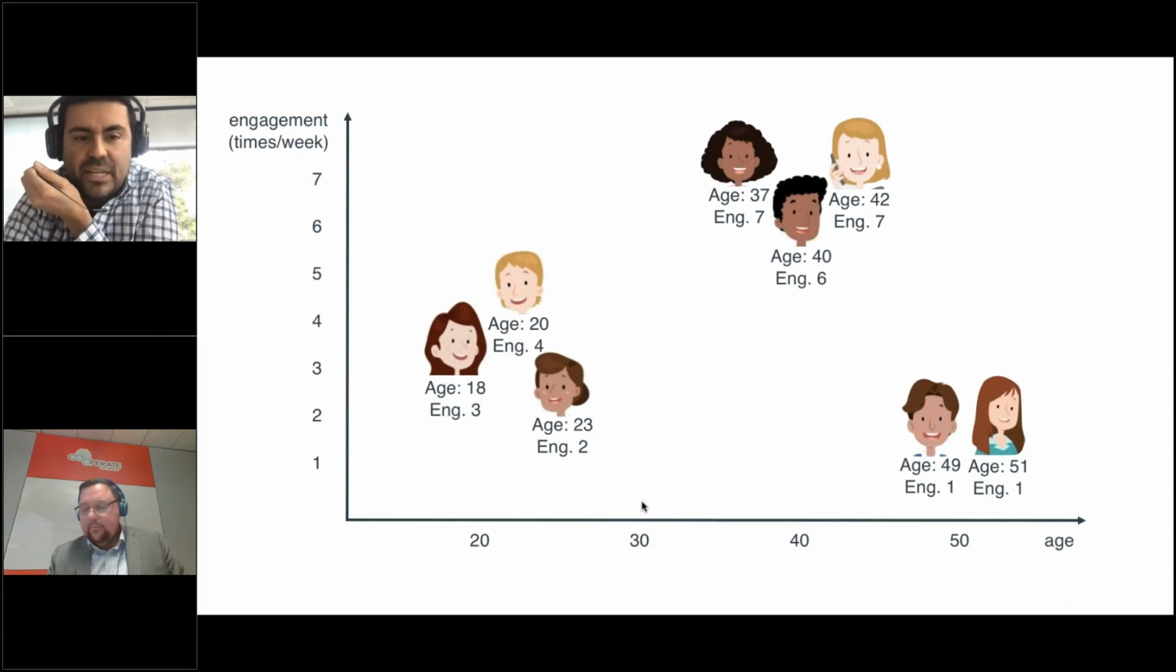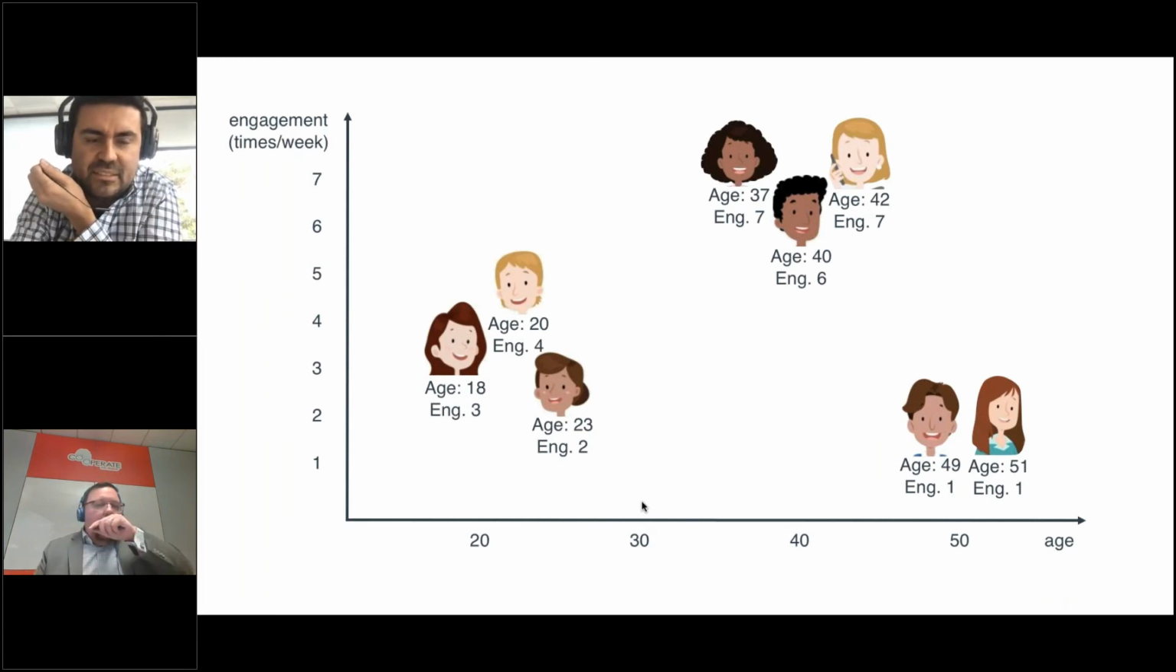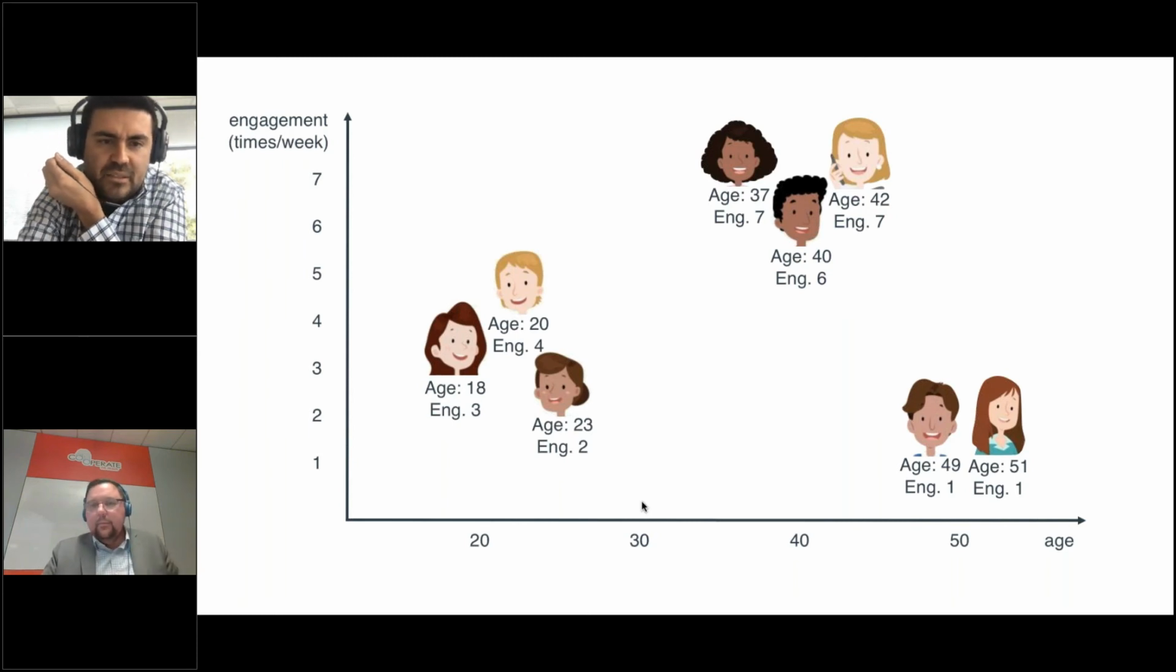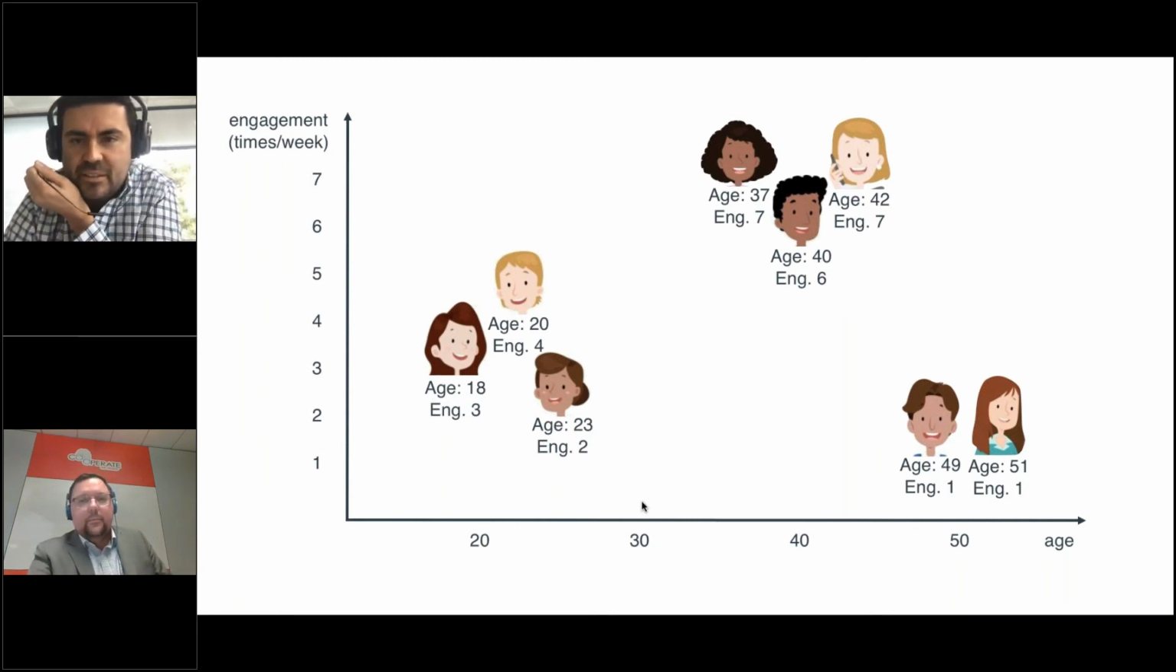Now you see the 3 groups, right? You see the people who are in their 20s with a medium level of engagement on the left. Then the people who are in their late 30s and early 40s with high levels of engagement are on top.